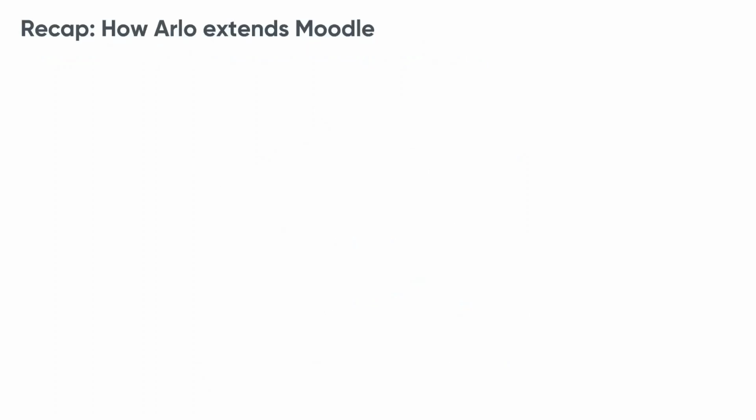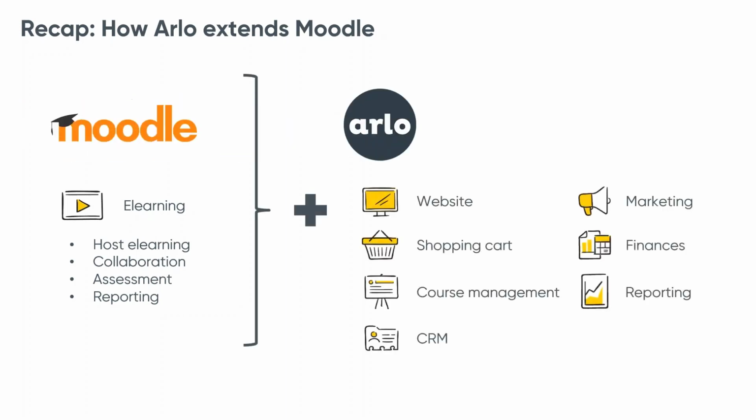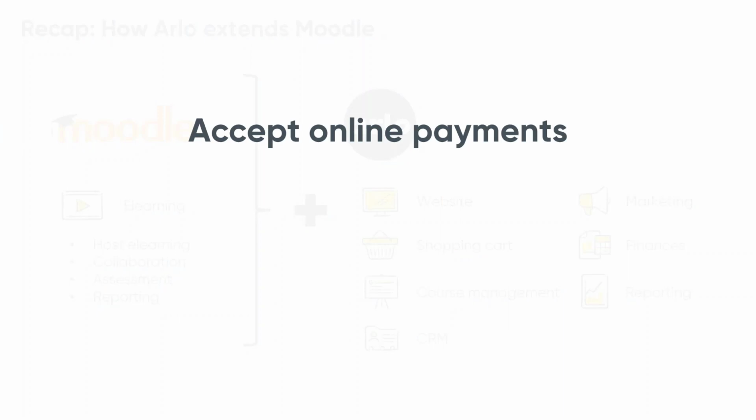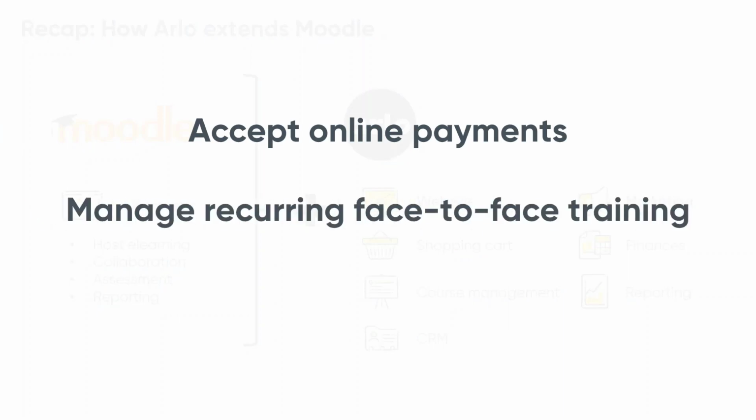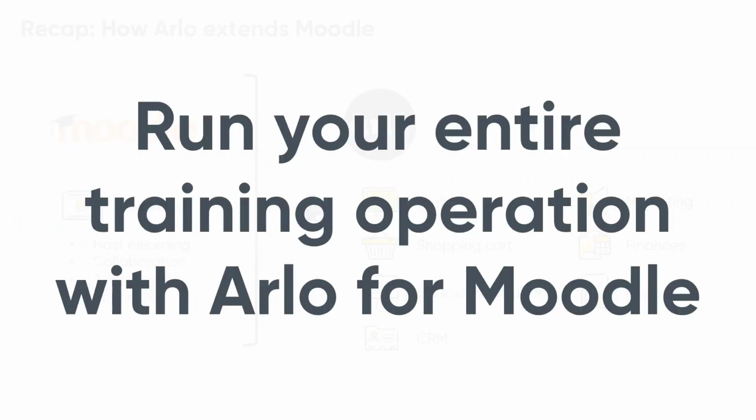Okay, so that's really what I wanted to cover today. Just a quick recap. We all know and love Moodle. It's a great system for e-learning. What Arlo does on top of that is add another layer of tools to help you really commercialize that training. You'll be able to accept online payments, manage your recurring training, and bring your systems together. We're super excited to see how you can run your whole training operations with these 2 products.